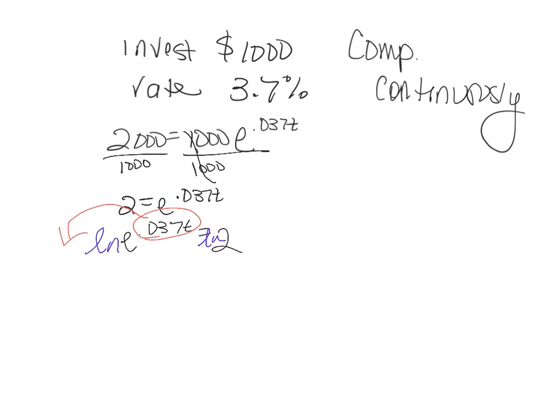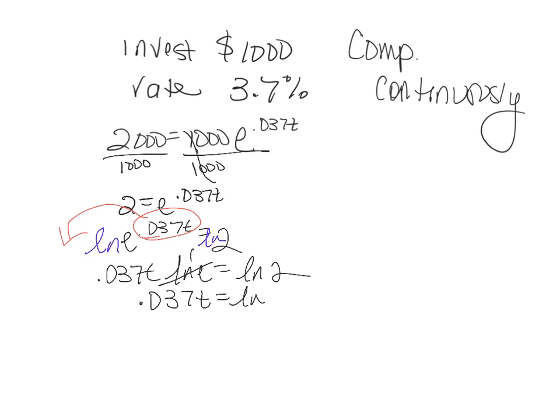The power rule says I can put that down in front. So now I have 0.037t natural log of e equals the natural log of 2. Well, the natural log of e is 1, which is the whole point in doing that. So if 0.037t equals the natural log of 2, divide by t's coefficient, and you get whatever that is in your calculator. So rounding to the nearest tenth, I'm getting 18.7 years.